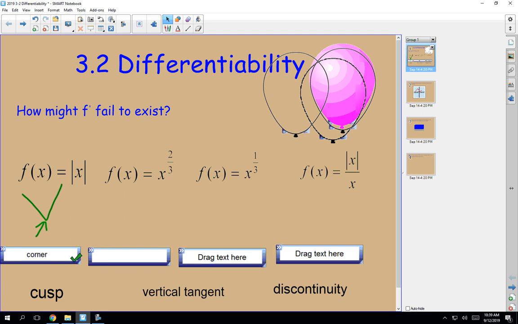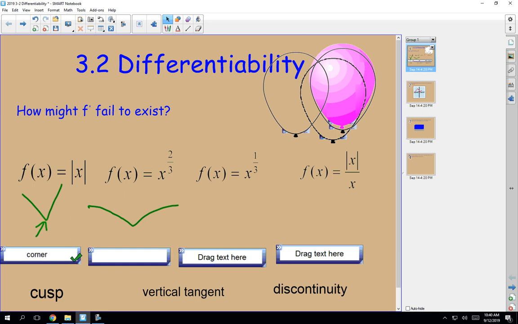Can somebody come draw our f of x equals x to 2/3 up here in green? I'll get the green up here. I've got the pen set up. It was my fault the last time. Oh yeah, there it is. It's a bird. It's a bird. Okay, somebody besides Eric, come on up. See which one of those words might match that one for the failure.